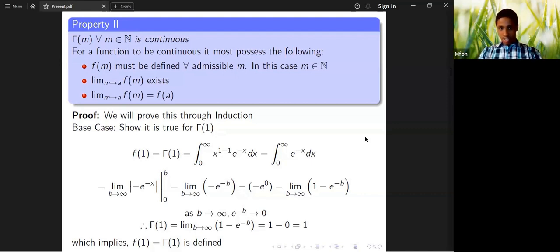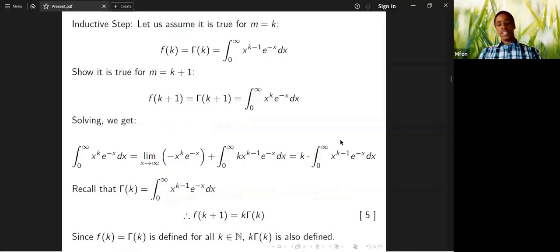We'll prove this through induction. We first show that it's true for gamma 1. Doing this, we get that gamma 1 is equal to 1. Then we have to assume that it's true for m equals k, so that we can prove that it's true for m equals k plus 1. When we do this, we see that gamma of k plus 1 equals k times gamma of k.